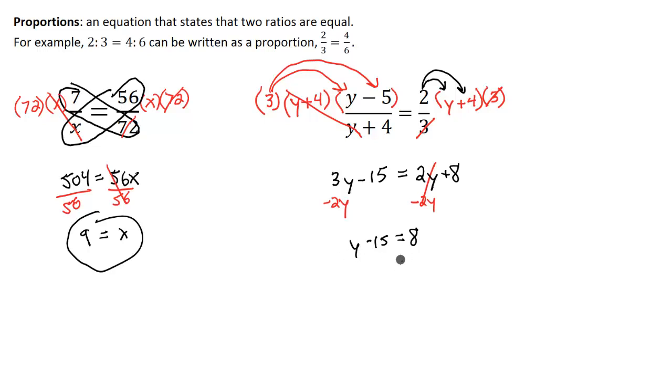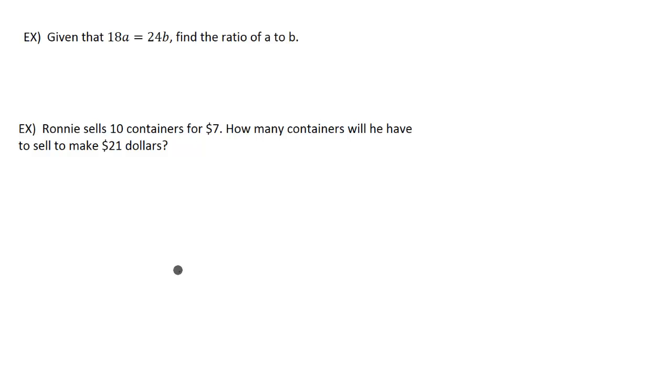And then again, I want to get my y by itself, so I add 15 to both sides. And then that gives me y equals 23. That's because that goes away. And there's my answer. Lastly, I'll go over 2 more examples that cover ratios and proportions.